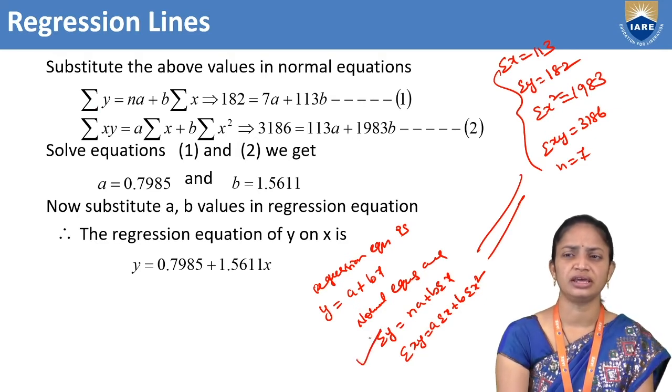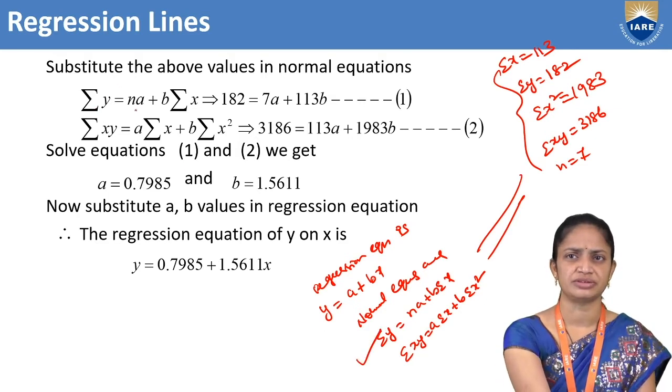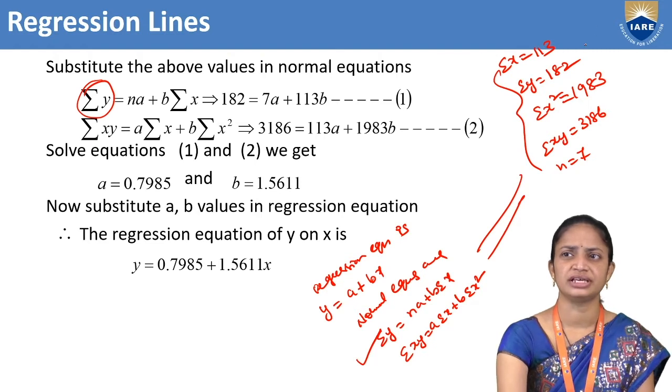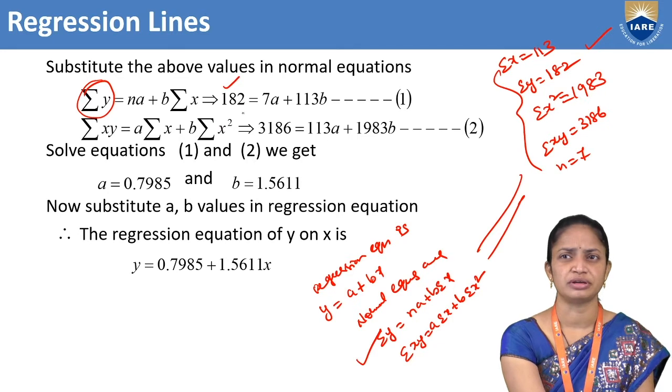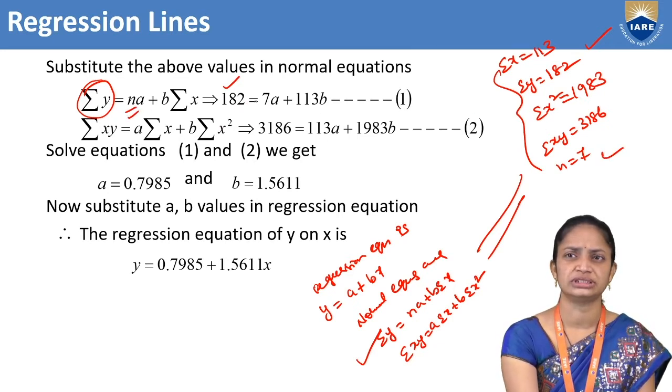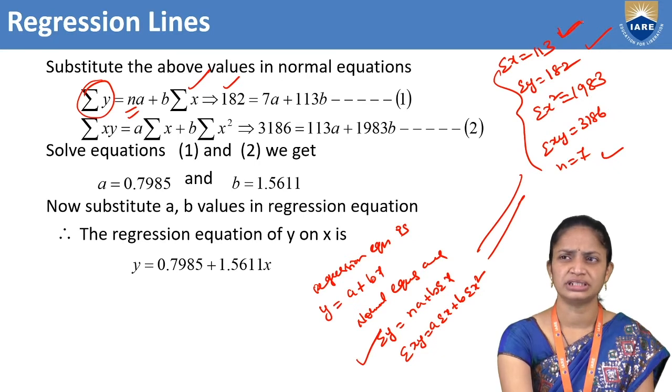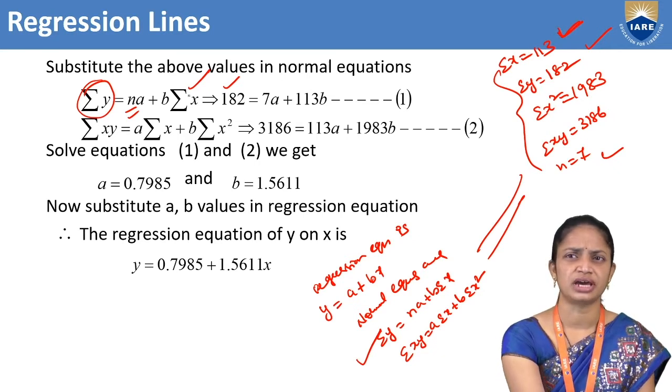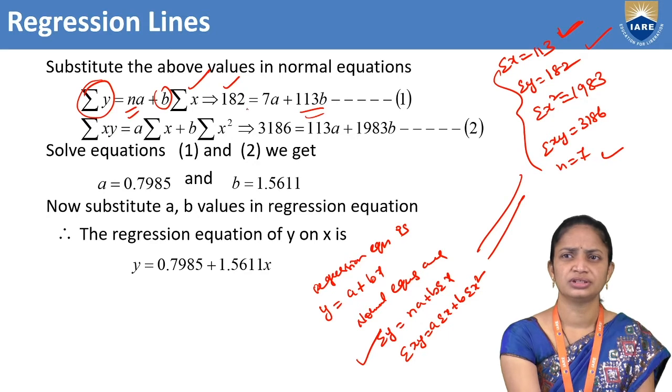First I am taking the first normal equation, that is summation y equal to na plus b into summation x. Summation y, we know that is 182, equal to n into a. What is n value? We know that n value is 7. So 7 into a plus summation x, which is 113, so 113 into b. Let us consider that equation 2.